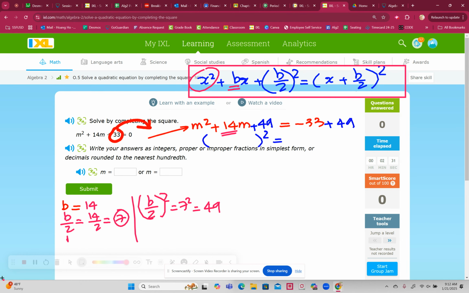So the variable plus b over 2. What's the variable? The variable is m. Right here, m. What's the b over 2? We already found it, right there. What is it? 7. On the right side, you simplify it. Negative 33 plus 49, is that 16? Okay, it comes out 16. Perfect. What's the next step?